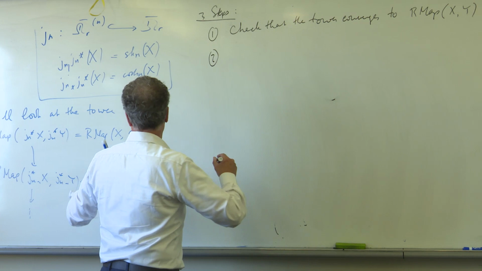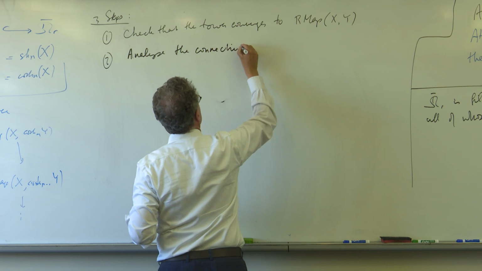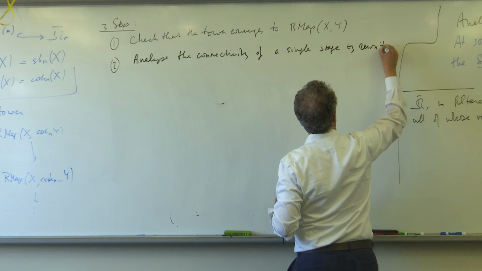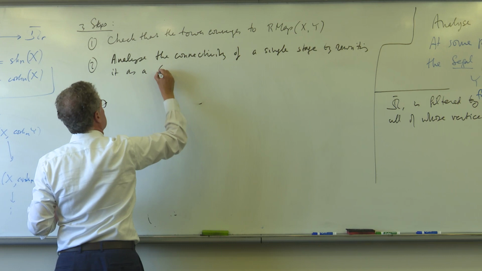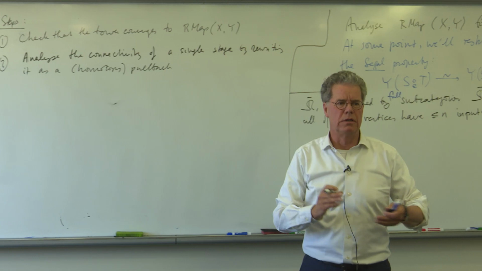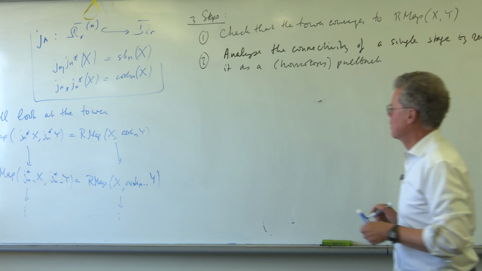Analyze the connectivity of a single stage by rewriting it as a homotopy pullback. If you don't know what a homotopy pullback is, you can take it to be an ordinary pullback as long as you use the right model. Everything is up to weak equivalence, so if you use the right model for X and Y, then everything can be turned into a true pullback, so that's not so important.